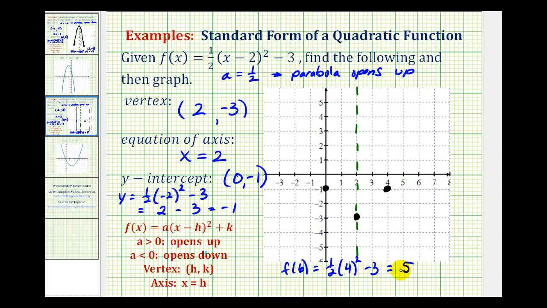So if f of 6 is equal to 5, that tells us the parabola must contain the point with an x-coordinate of 6 and a y-coordinate of 5. So let's go ahead and plot this point. (6, 5) would be here. Again, notice that this point is 1, 2, 3, 4 units to the right of the axis of symmetry. So there must be another point 4 units to the left of the axis of symmetry. So 1, 2, 3, 4 would be this point here. And now we have plenty of information to sketch a nice graph of the parabola. It would look something like this.